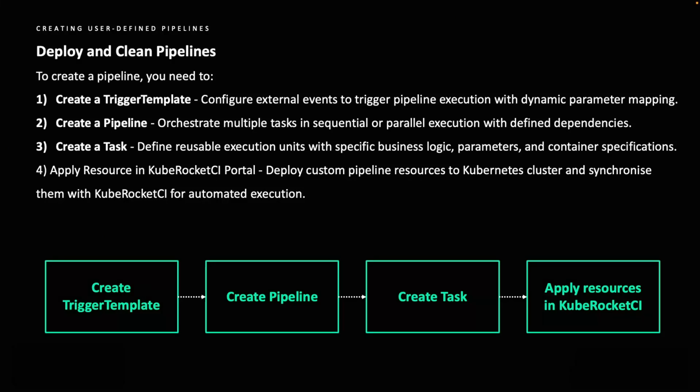Creating custom deploy and clean pipelines differs from build and review pipelines slightly. While build and review pipelines require you to create only two resource types, a Tekton pipeline and a task, deploy and clean pipelines always require you to create a trigger template as well.